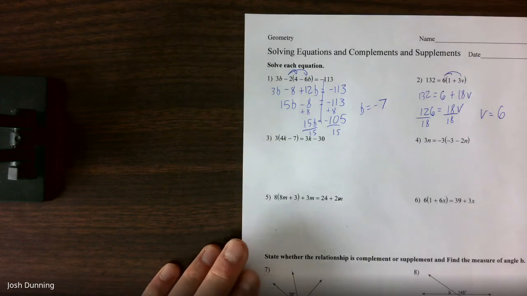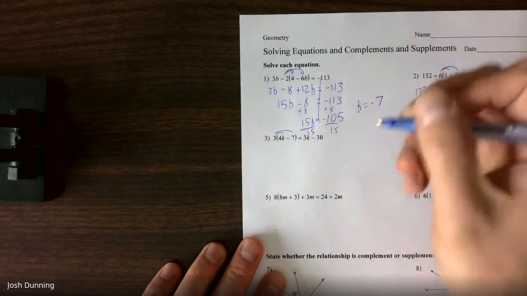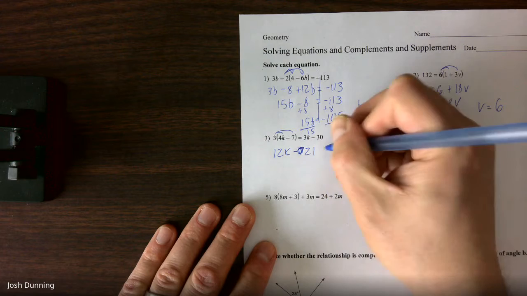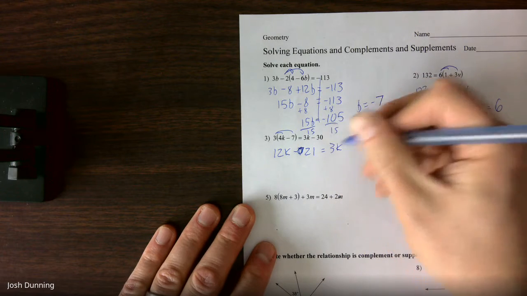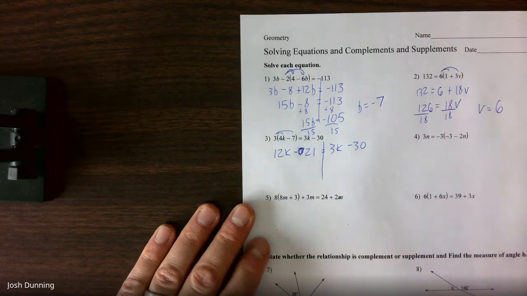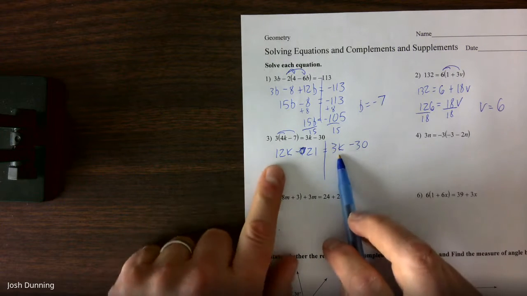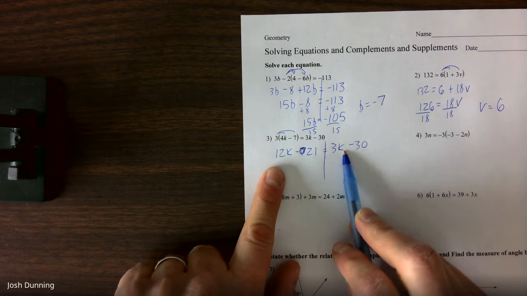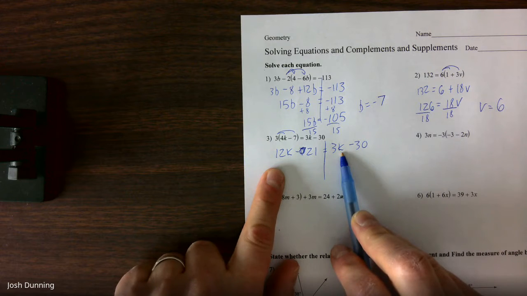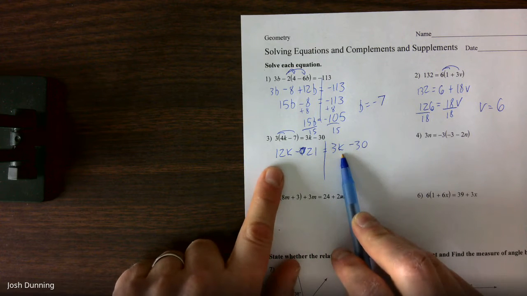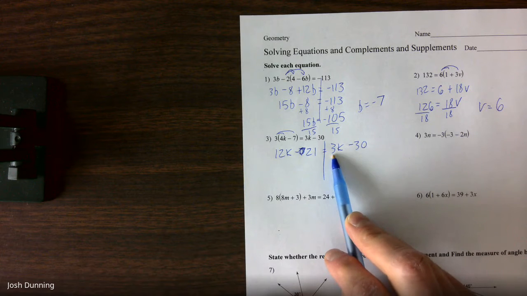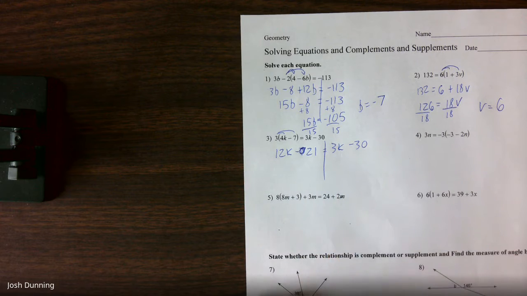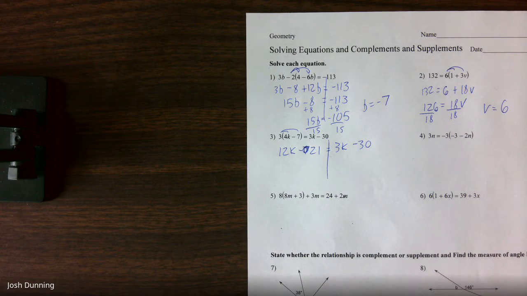Now number 3, we distribute the 3, so you get 12k minus 7 times 3 is 21. Bring the rest of it down. This time, the k's, the variables, are on opposite sides. So now we're not putting them together. Now we want to cancel one of them out. And we can either subtract 3k from both sides, or we could subtract 12k from both sides. Either way will work fine.